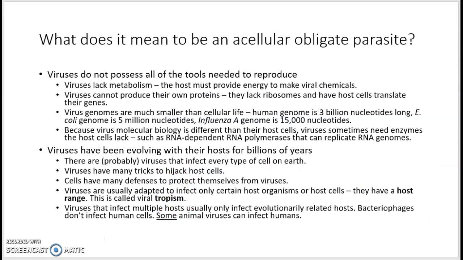So what does it mean to be an acellular obligate parasite? Viruses don't possess all of the tools they need to reproduce. They have to hijack the host cell. Viruses don't have metabolism. The host cell has to provide all the energy to make viral chemicals. Also, viruses can't produce their own proteins. They lack ribosomes, and they need to have the host cells translate all of their genes.